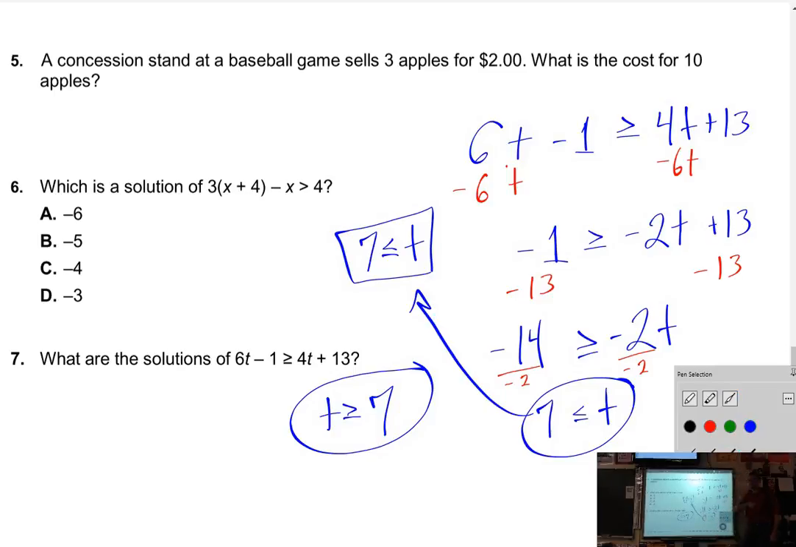As you can see, the first method that we took was a little bit easier because we didn't have to flip the inequality symbol. But if you divide by a negative, that inequality symbol has to get flipped around.